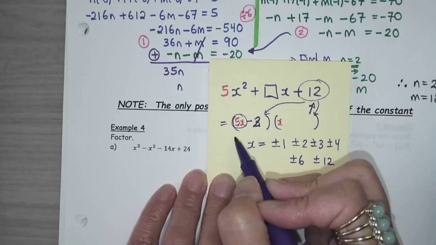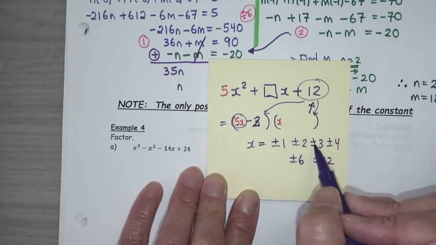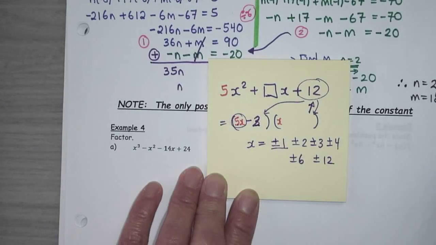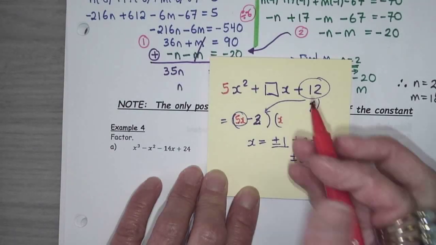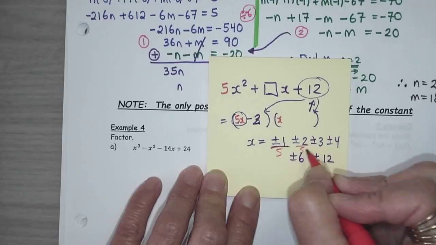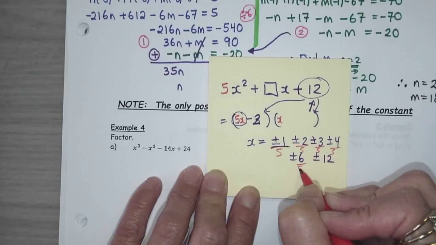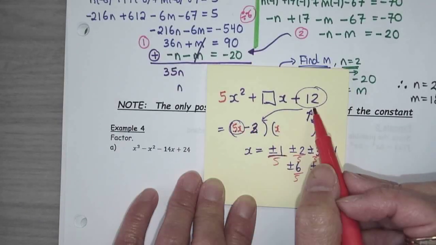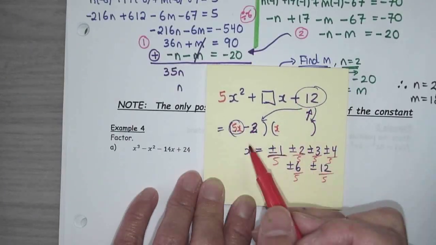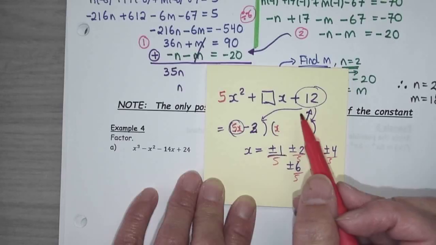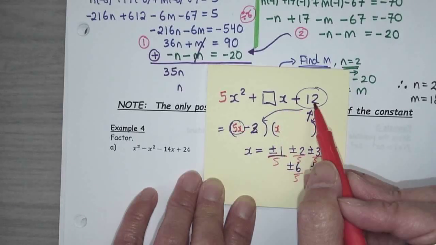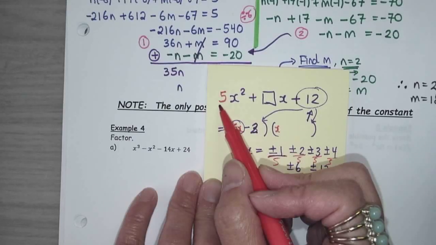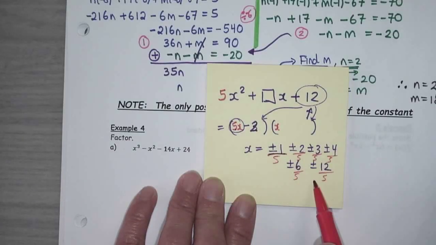So that 5 means that when I get my x value, that 5 is the divisor part. Not divisor, the denominator part. So each one of these could have been a combination with the 5 under it. So when you look at the possible factors that go into this trinomial, it's combinations of the 12 with the 5 possibly dividing into it.